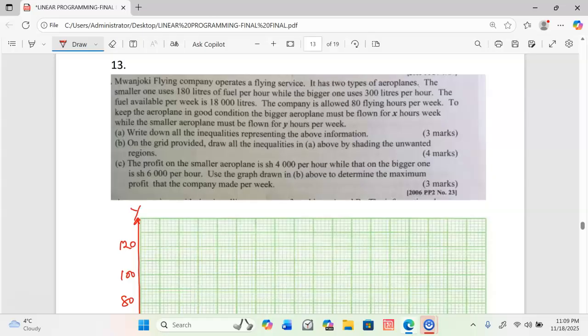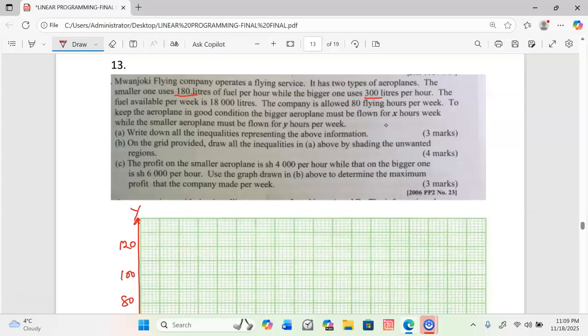This is KCSE 2006 paper 2 question number 23, linear programming, and the question reads: Manjoki Flying Company operates a flying service. It has two types of aeroplanes. A smaller one uses 180 liters of fuel per hour, while the bigger one uses 300 liters per hour. The fuel available per week is 18,000 liters. The company is allowed 80 flying hours per week.